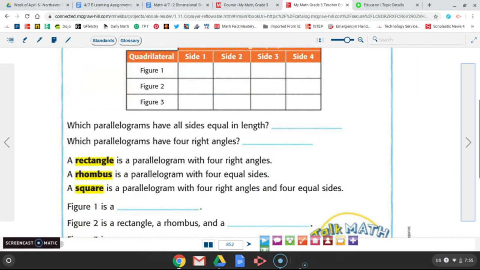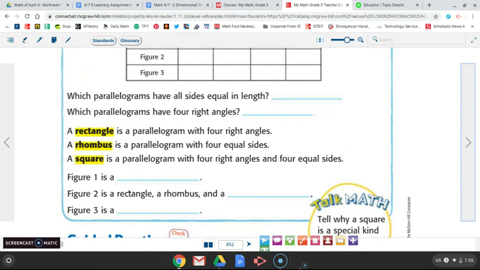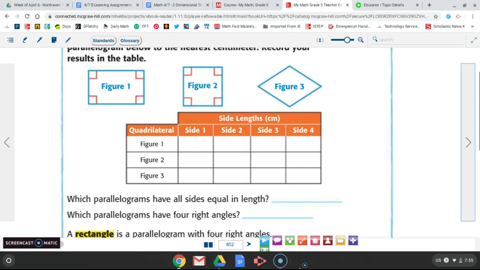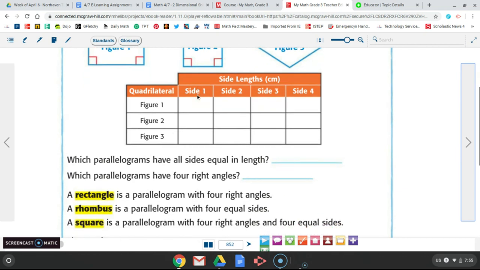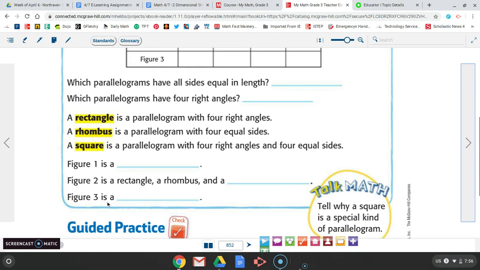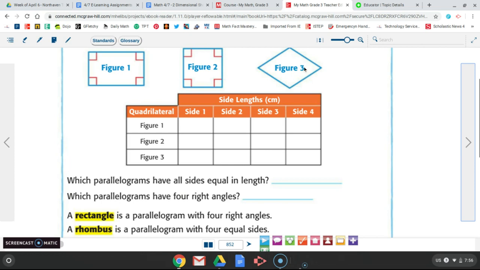Figure 2, now this one's kind of cool. Figure 2 is a rectangle, a rhombus, and a square. So technically, since a square follows the rules of a rectangle because it has 4 right angles, and it follows the rules of a rhombus, which are 4 equal sides, a square is just a special kind of rectangle or rhombus, okay? So a square actually fits all of the rules for rectangle, rhombus, and square, but we give it the special name square. Figure 3 up here is a rhombus.